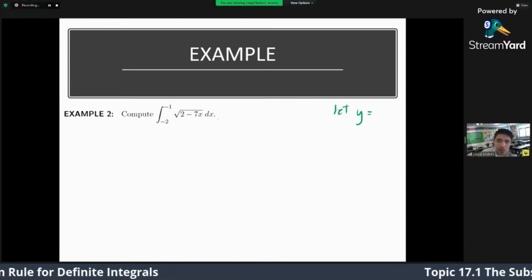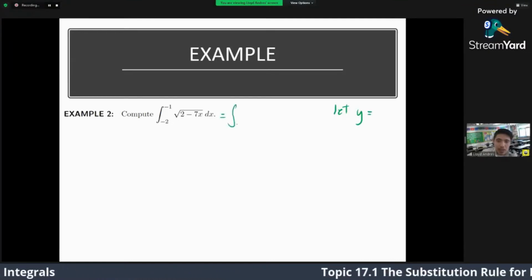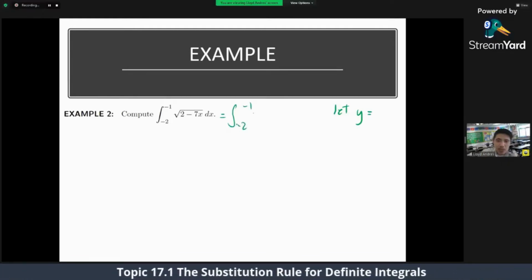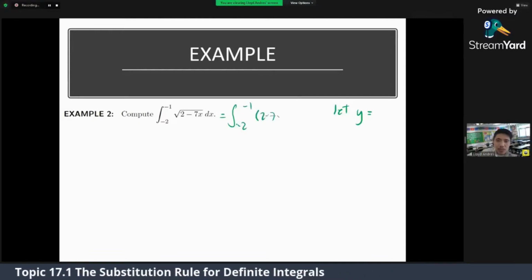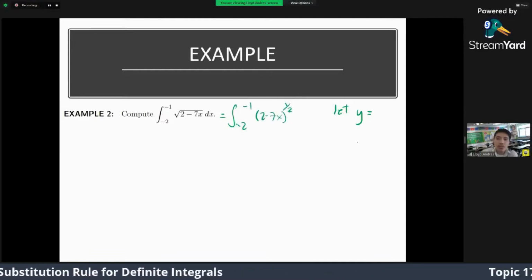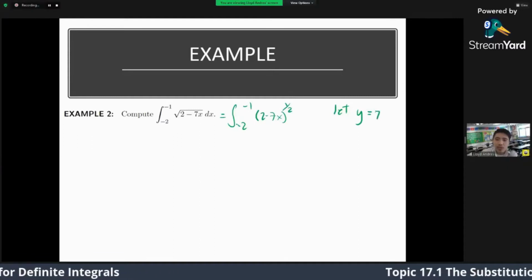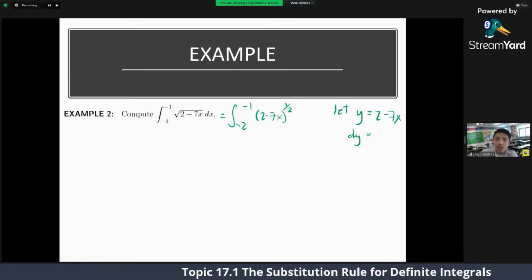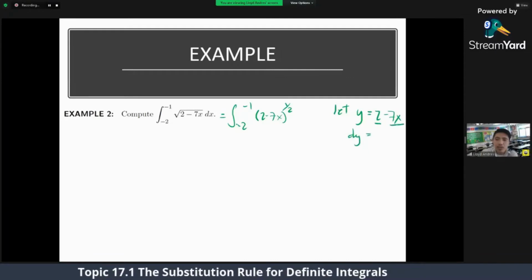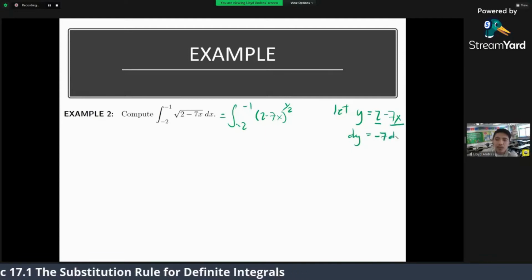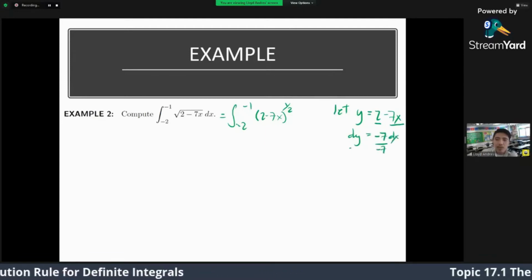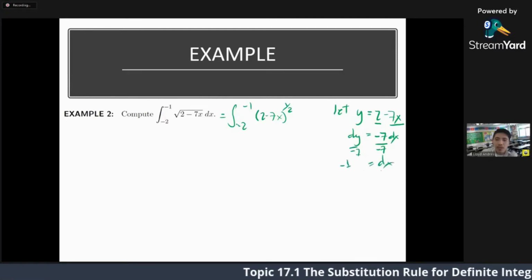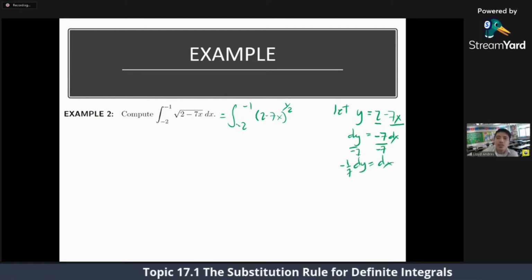Since it has a square root, we can express it as the integral from negative 2 to negative 1 of the quantity 2 minus 7x raised to 1/2. So we let y equal 2 minus 7x. Then dy is, the constant is 0, and negative 7x gives negative 7 dx. Dividing both sides by negative 7, our dx is negative 1 over 7 dy.